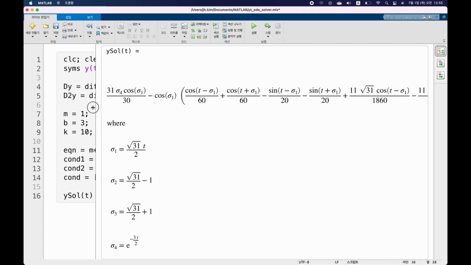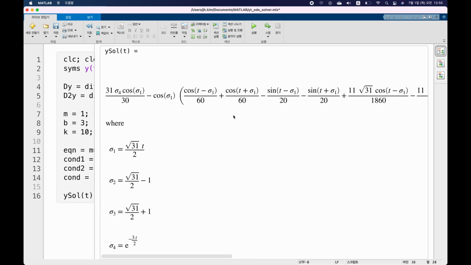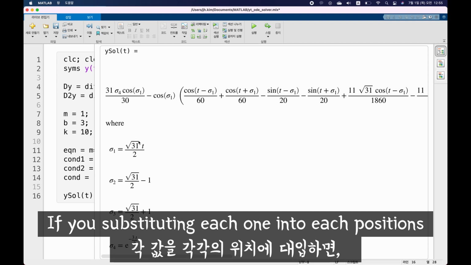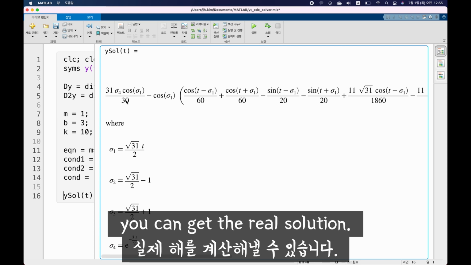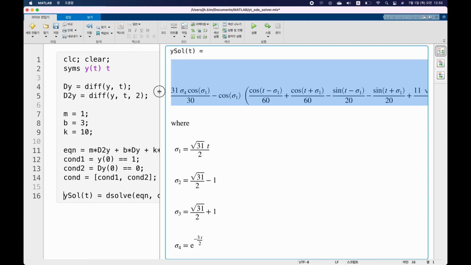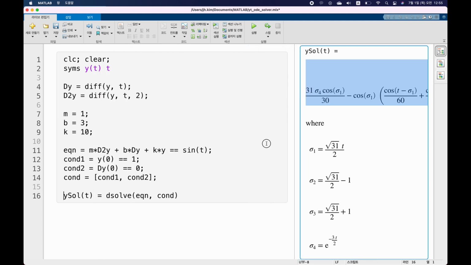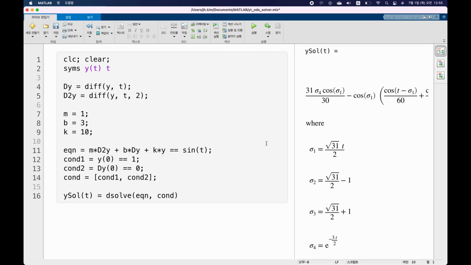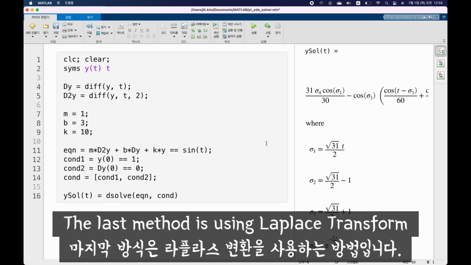and this is a solution, and if you substitute each value into each position, then you will get the real solutions. So, okay, like this you can find the solution. Okay, cool.